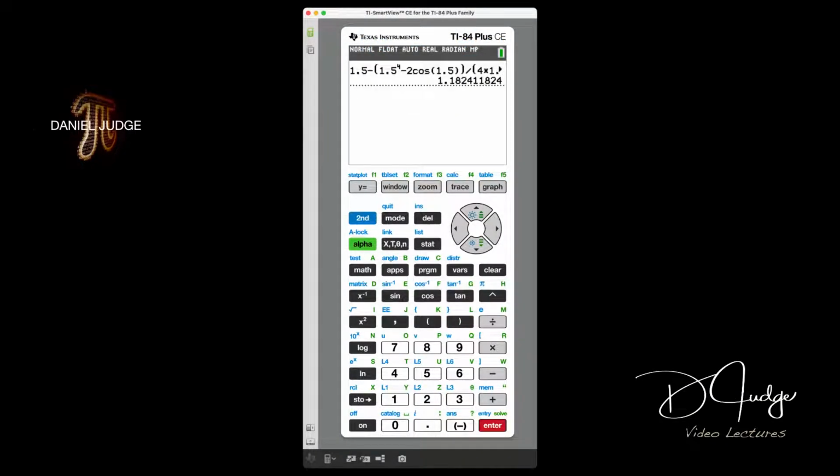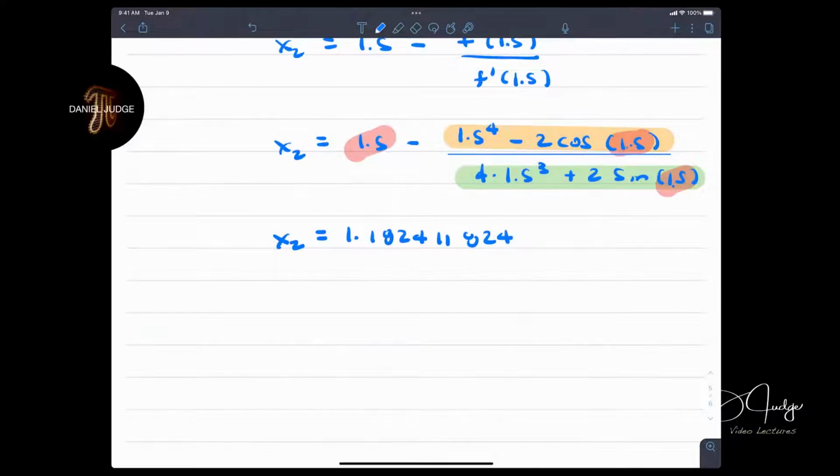So this will be x2 now. So we get the value here of x2. I'm going to write this down. This is kind of the work you want to show, you know, like on your test. We're going to write down those values here. Okay, that's x2 now.